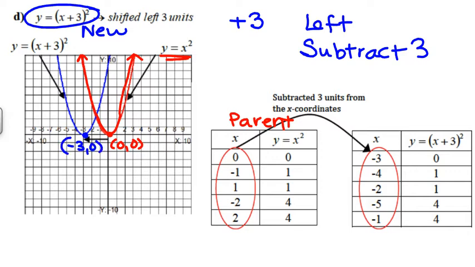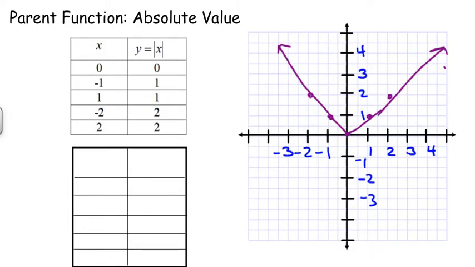So to find our new ordered pairs, we're going to take these x values and subtract 3. So if we had 0, we subtract 3, we're at negative 3. At negative 1, we subtract 3, we're at negative 4. Again, you are not writing this example down. All right, this is the example I want you to write down. I've saved you a little bit of time.